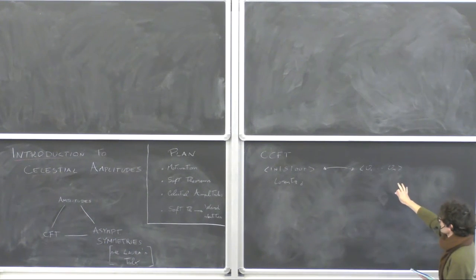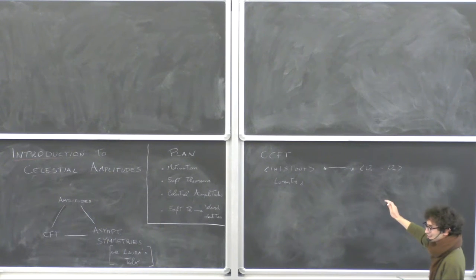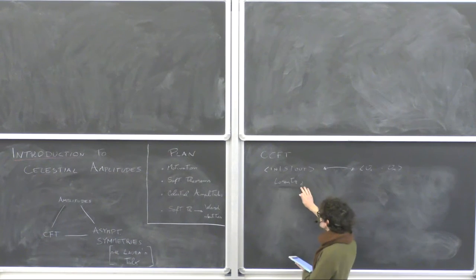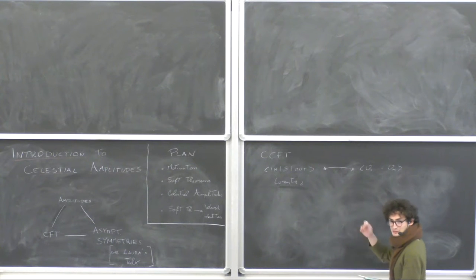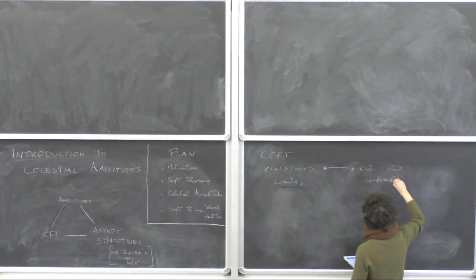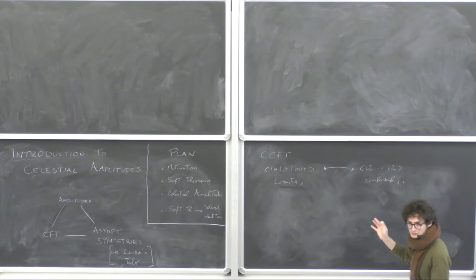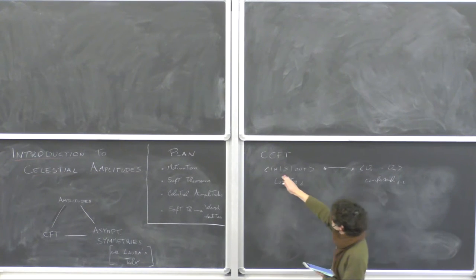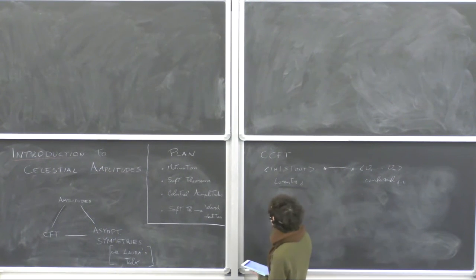And why this can be possible, or why it's almost trivial that this should actually happen, is because Lorentz in D dimensions is isomorphic to SO(D-1,1). And this is also the conformal group in D minus 2 dimensions. So this is what we want to use. This is the main idea: Lorentz in D dimensions and conformal in D minus 2 dimensions are basically the same thing. And so you expect that there should be some kind of rewriting of this object in terms of something that looks like a correlation function. That's the main idea.